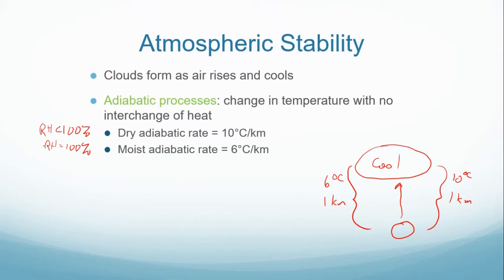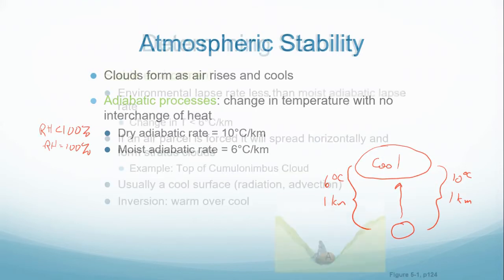So these two numbers are the dry adiabatic lapse rate, being unsaturated or relative humidity less than 100%, cooling at a rate of 10 degrees Celsius per kilometer. And if the thermal is saturated, it will have a relative humidity of 100% and will cool at a rate of 6 degrees Celsius per kilometer.